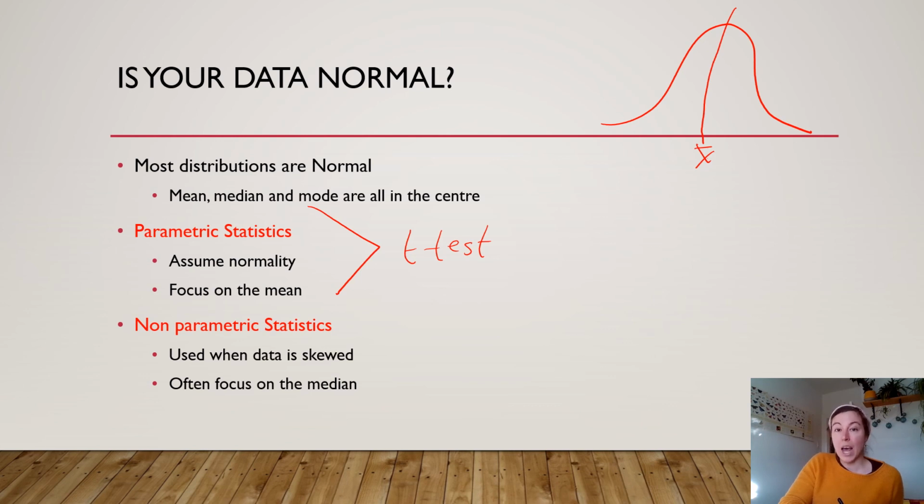If you don't have a normal curve, if you don't have normal data, then you have to run a non-parametric statistic. So it's not assuming that the mean is representative of the population. It uses other things like median. And next semester, we'll learn the chi-square test. It's a non-parametric statistic.